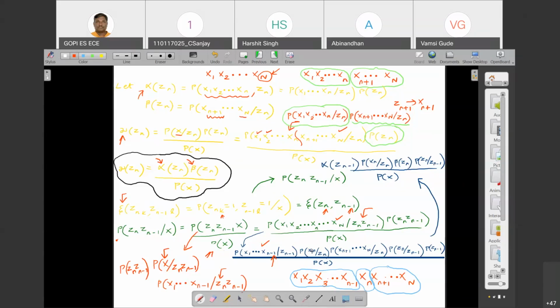Because Zn is responsible for generating Xn here, we have a condition of Zn only. And similarly, for the remaining portion, n plus 1 all the way up to N, your Zn is responsible for that. So we are writing this in three parts, and this one further we write in a Bayes form, probability of Zn given Zn minus 1 into probability of Zn minus 1. Now we can relate this with alpha and beta, based on the definition of alpha and beta.